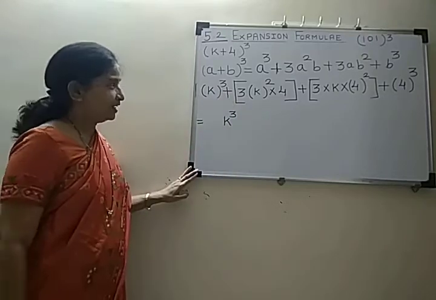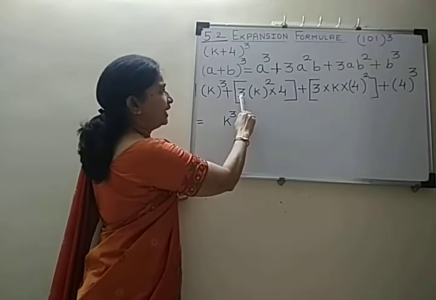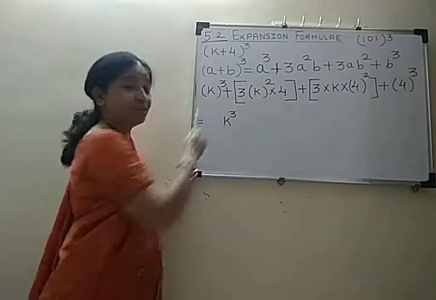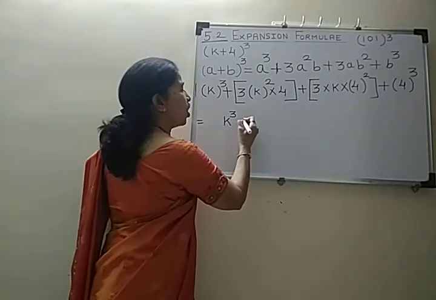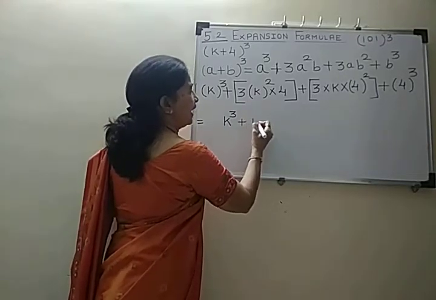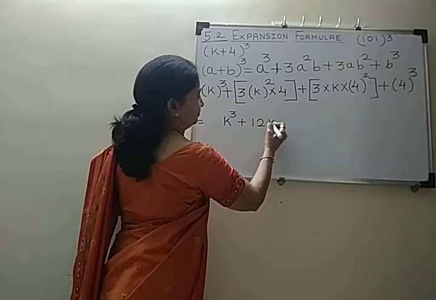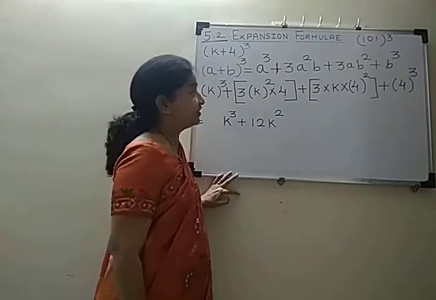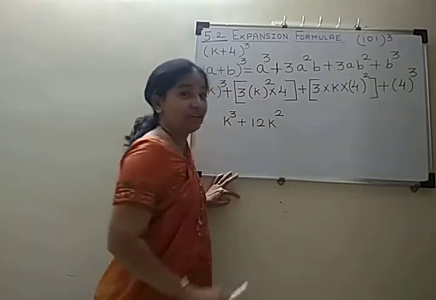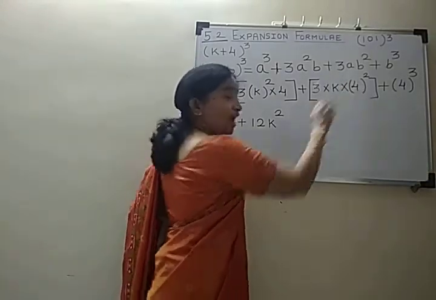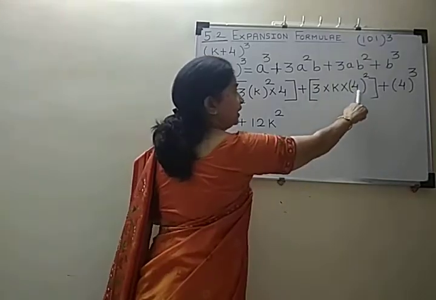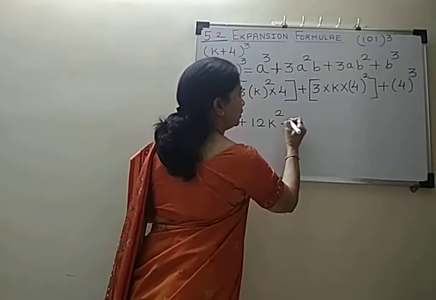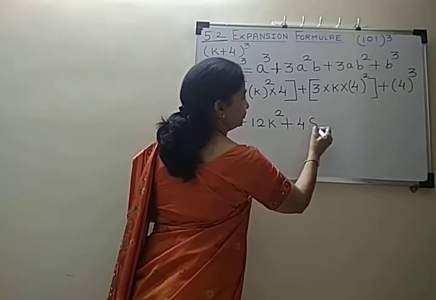Okay, this one. Now see here, 3k square into 4. 4 3s will come as 12. Means we got 12k square. Okay. Then what about the third term? See here, 3 into k will come as 3k. 4 square is 16. So 16 3s will come as 48. So plus 48k.